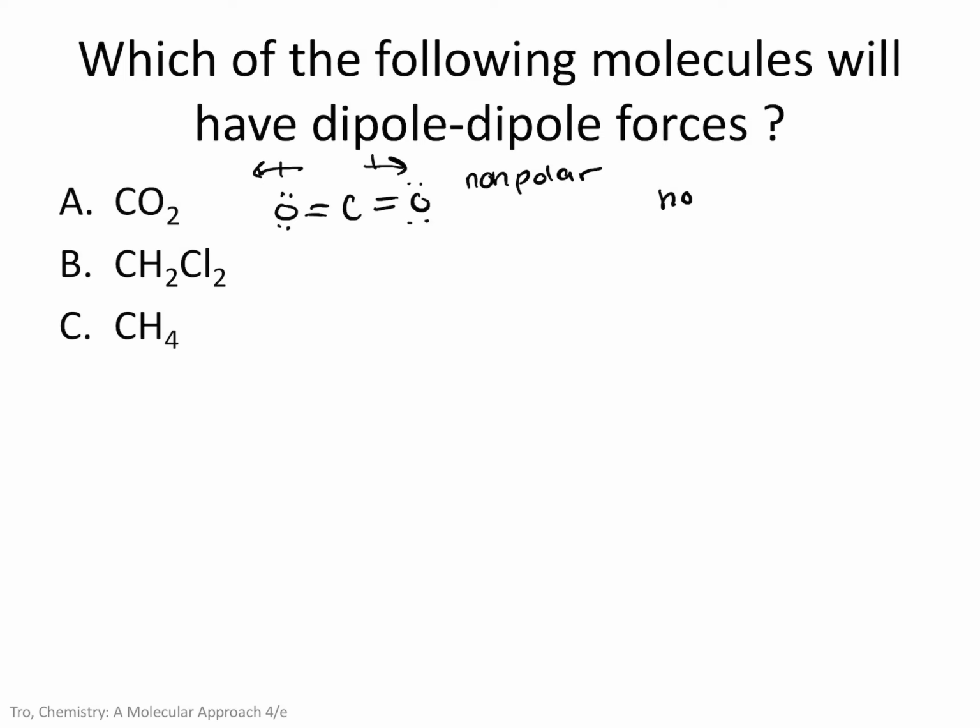What about CH2Cl2? So we have C, H, H, Cl, Cl. Well, we know that carbon and hydrogen are nonpolar. We know chlorine is really electronegative. The shape is tetrahedral. So would this have polarity or not? Well, the two chlorines all go towards one side, so this is a polar molecule, so it does have dipole-dipole forces.